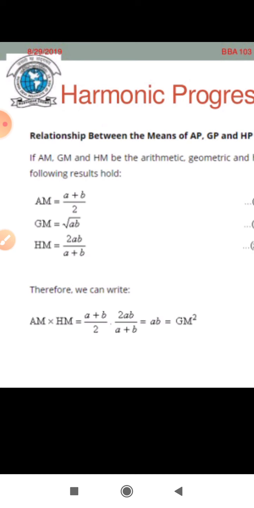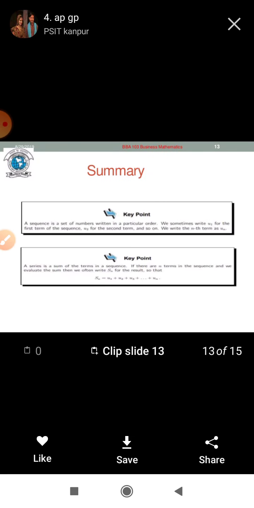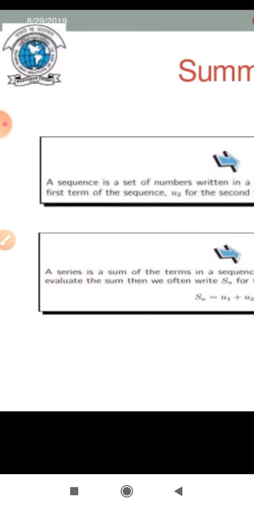Arithmetic mean AM is equal to a plus b upon 2. Similarly, GM is equal to root ab. HM is equal to 2ab upon a plus b. By solving these, multiplying AM into HM is equal to (a plus b upon 2) dot (2ab upon a plus b). After multiplying, it becomes ab, or ab is nothing but the square of GM.